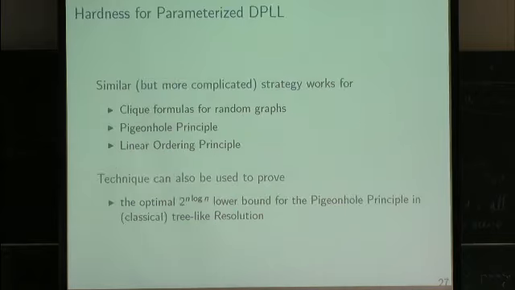So, in fact, a similar but somewhat more complicated strategy also works for clique formulas for random graphs, and also works for the pigeonhole principle and the linear ordering principle. And I was saying it's a general technique, so in fact you can also use the technique to give a quite elegant proof of the optimal n factorial or 2 to the n log n lower bound for the pigeonhole principle in classical tree-like resolution.